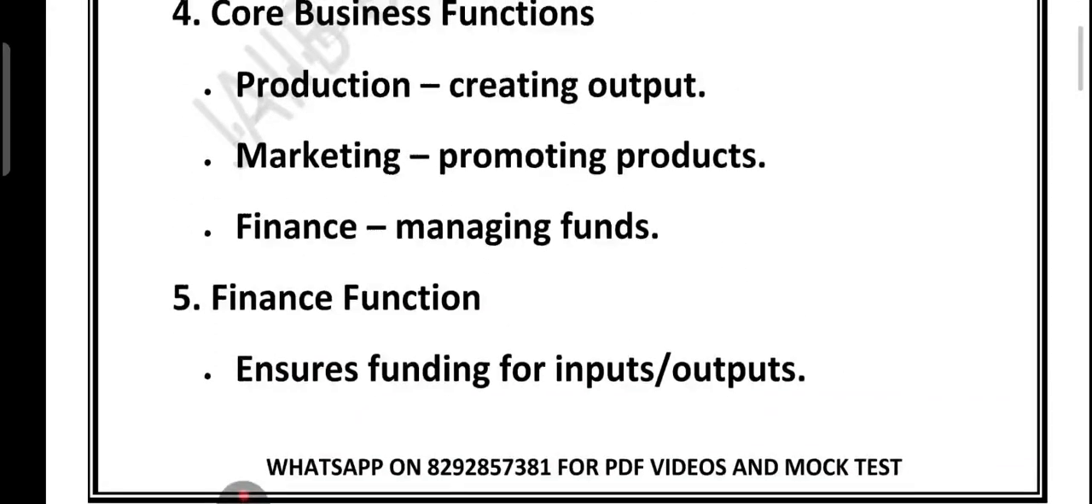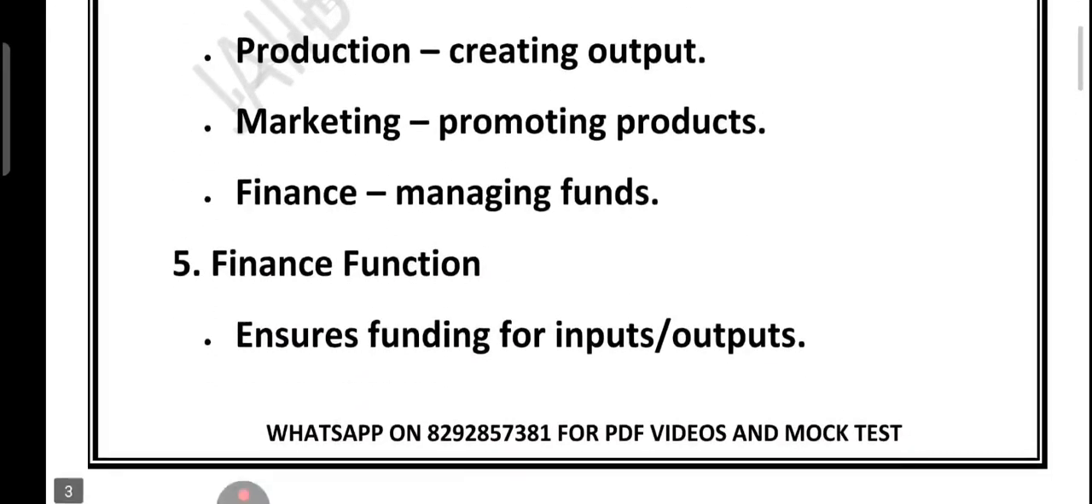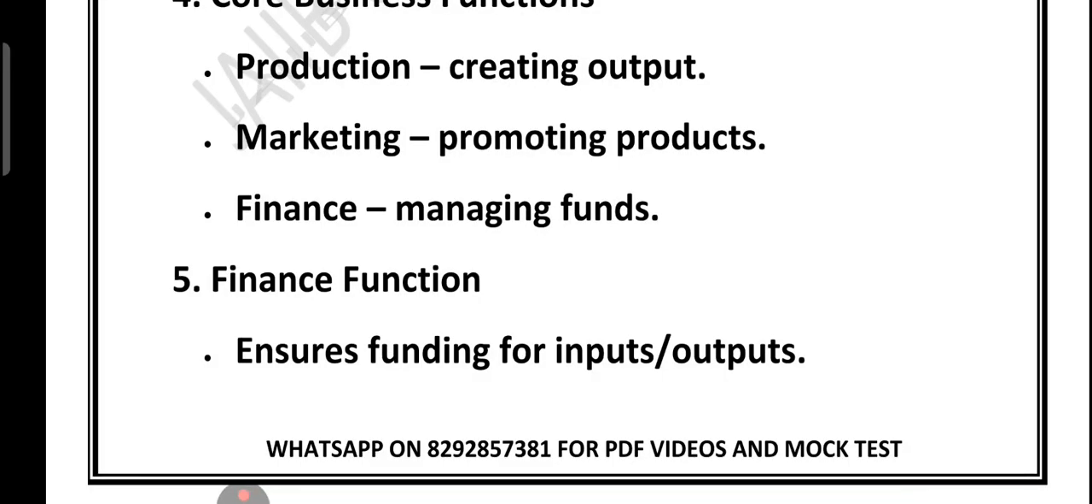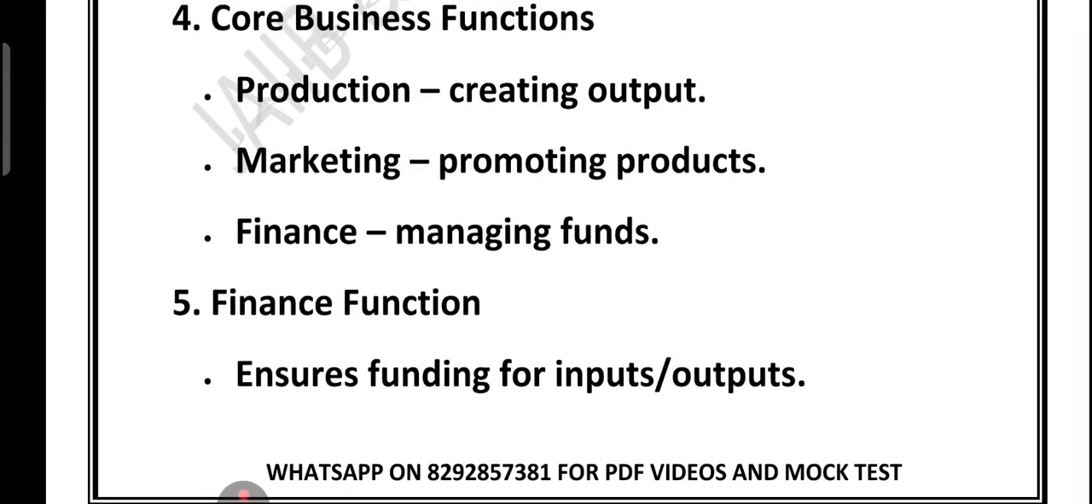Then we have the core business operations. Every business runs on three main functions. First one is production. Production means creating goods and services. Second is marketing. Marketing means promoting and selling the products. And finally we have finance, which means managing the money required for both production as well as marketing. So these are the three main functions of every business: production, marketing and finance.